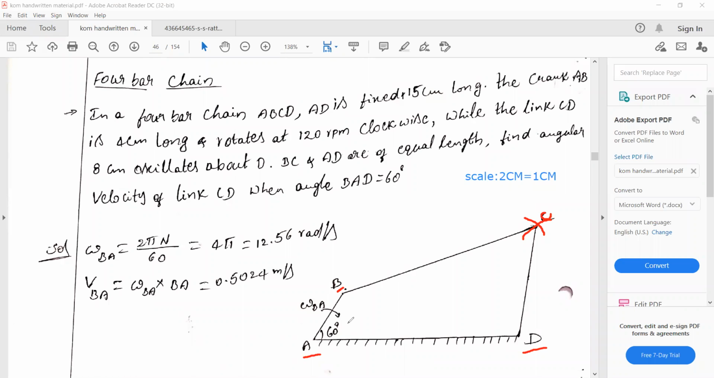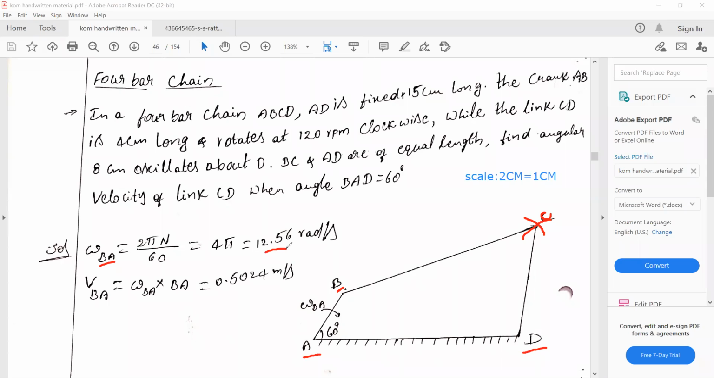When we know the N value, we can simply find our angular velocity. We have the relation omega equals 2 pi N by 60. Omega is represented with the suffix BA, because the crank is represented with AB. So omega BA equals 2 pi N by 60. Substituting the N value in our equation, omega BA equals 12.56 radian per second.